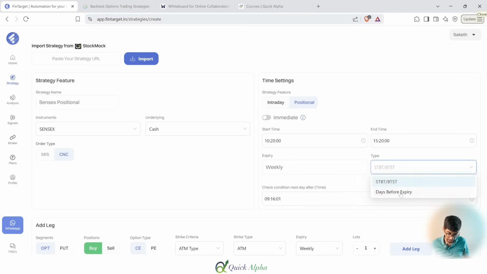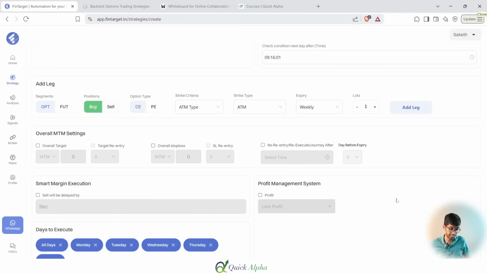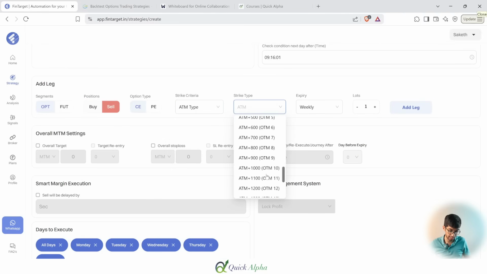So I'm going to keep it days before expiry. We are going to enter 4 days before expiry, and exit on the 0 day of the expiry. So enter on Wednesday, exit on Tuesday. What we are going to do is essentially start by selling a call 1000 points away and a put 1000 points away.